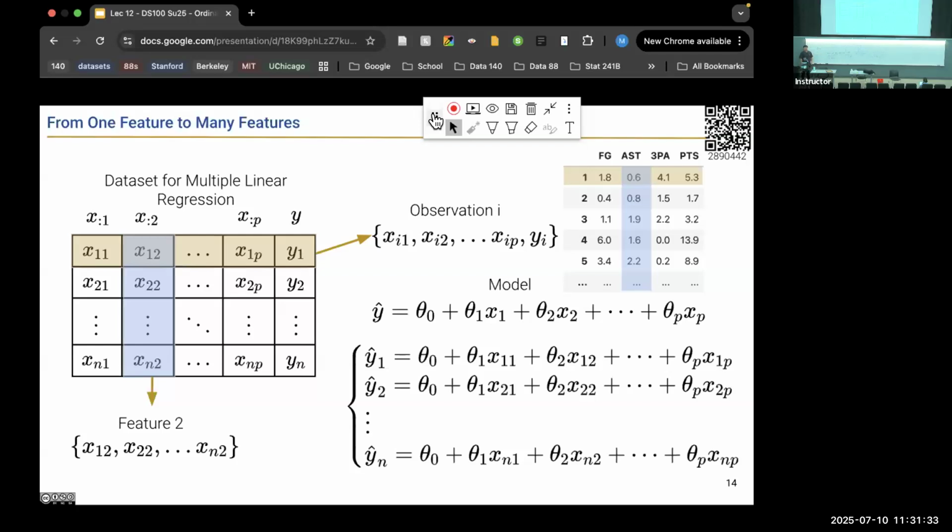Seems like a lot to write out, right? Every time you have to do this, you have to write out each row explicitly. Let's use linear algebra to make this a little easier.